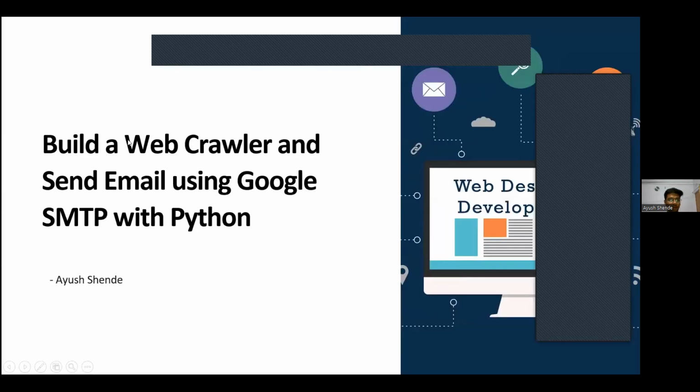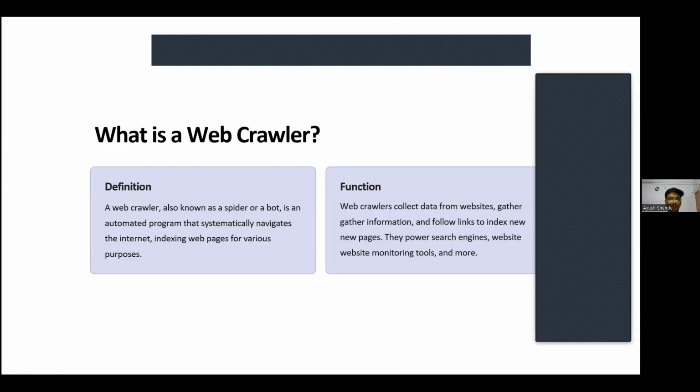So my presentation topic is building a web crawler and sending email using Google SMTP with the help of Python. So what is a web crawler? Basically, a web crawler is like a spider or a bot, an automated program that systematically navigates the internet for indexing web pages for various purposes. A web crawler collects data from websites, gathers information, and follows links to index new pages. They power search engines, website monitoring tools, and many more.